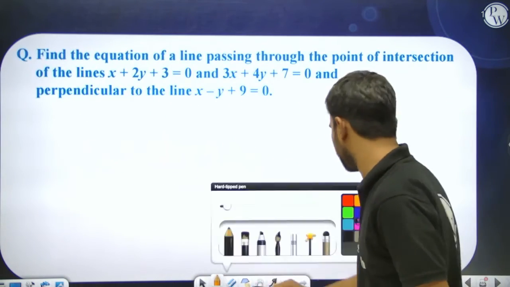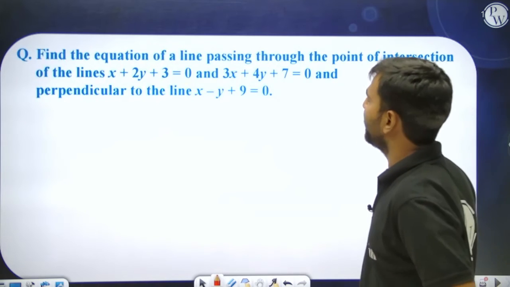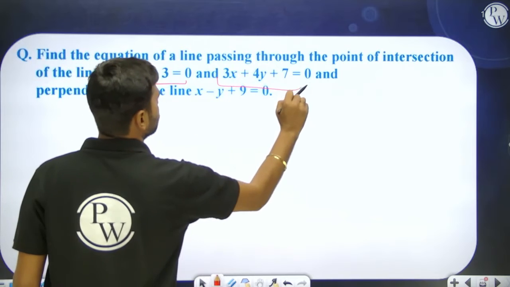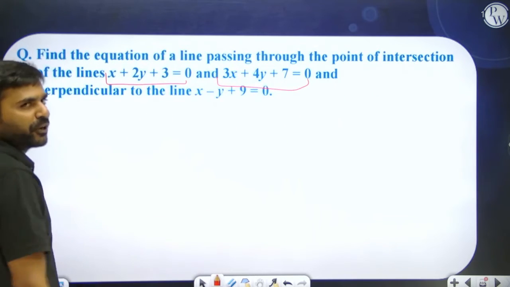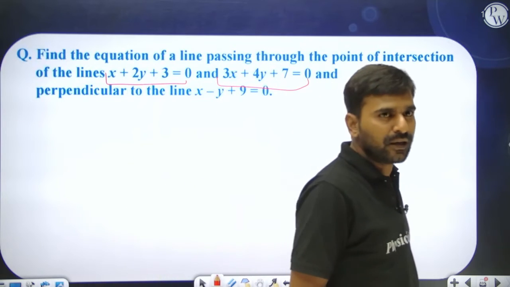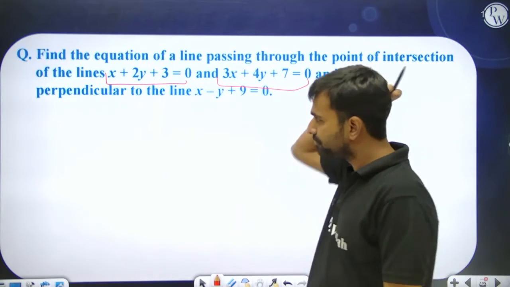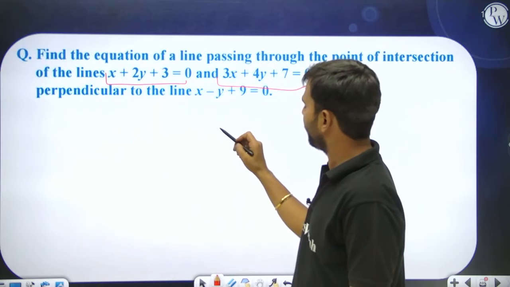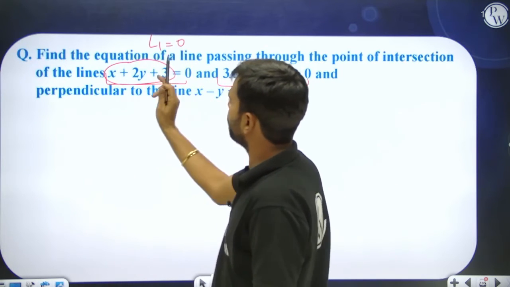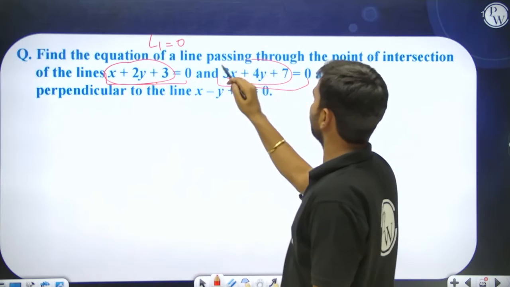Okay, let's talk about this. Find the equation of a line passing through the point of intersection of these two lines. Understand, one way is first finding the point of intersection of these two lines. That is definitely going to take some time. So rather, what we do is this: this is nothing but L1 equal to 0. This portion is L1, and this portion is nothing but L2.